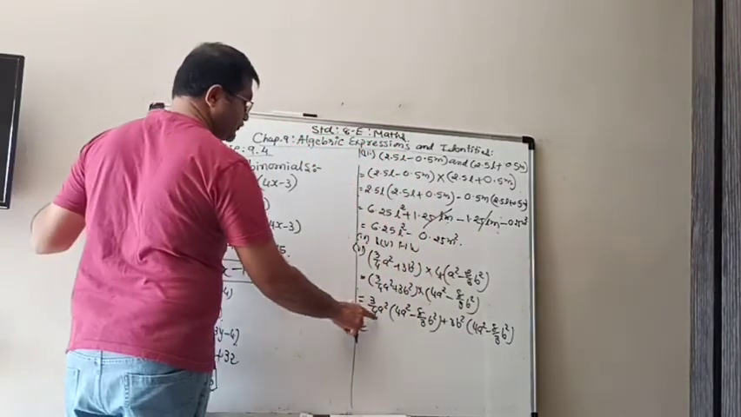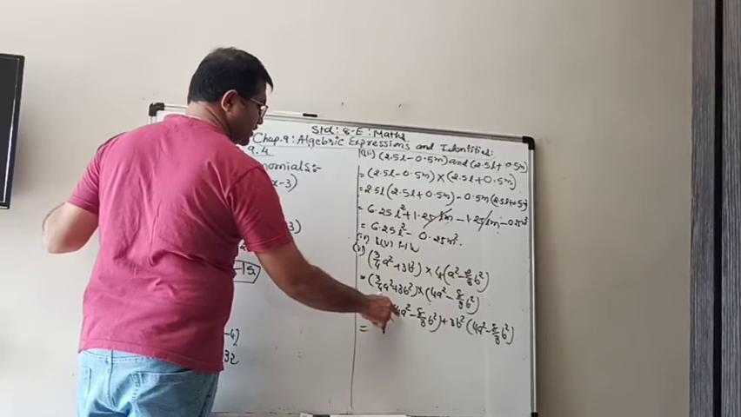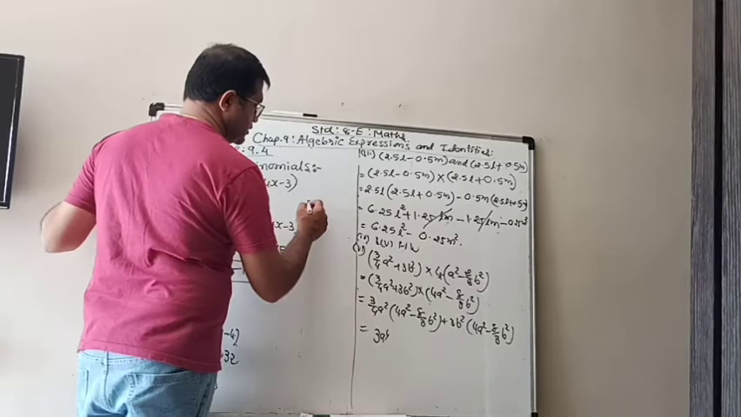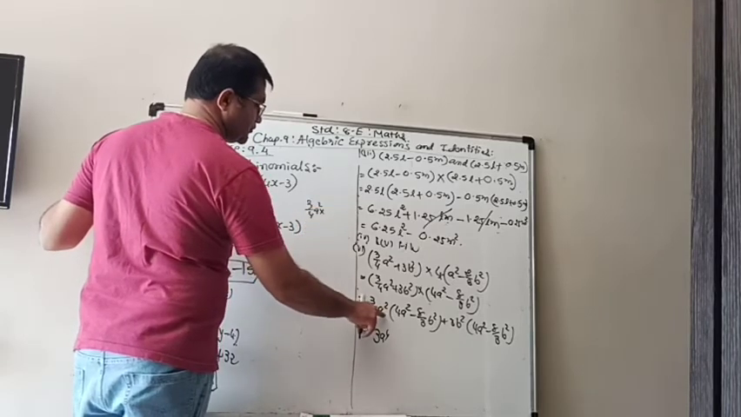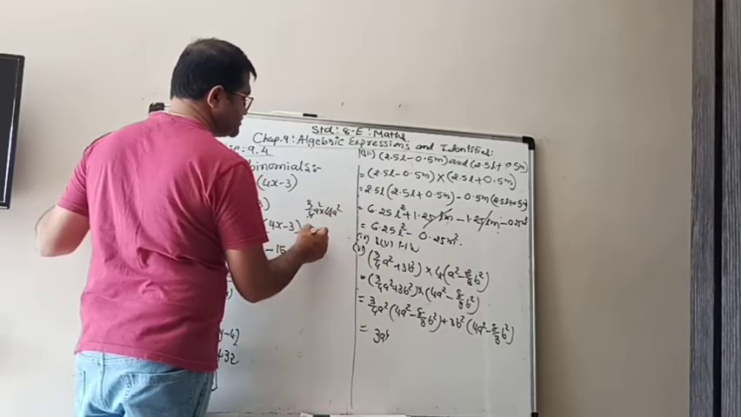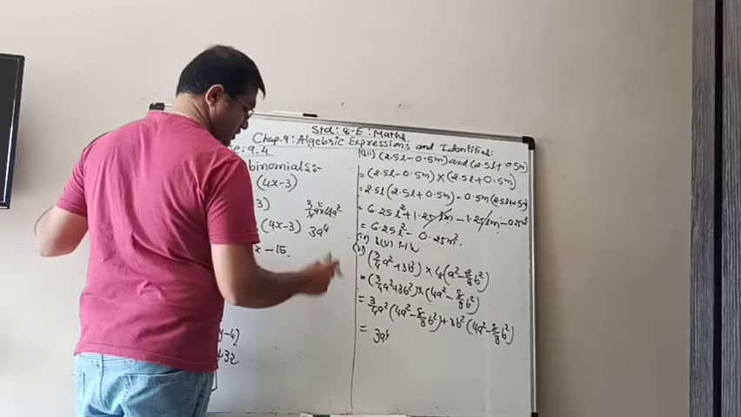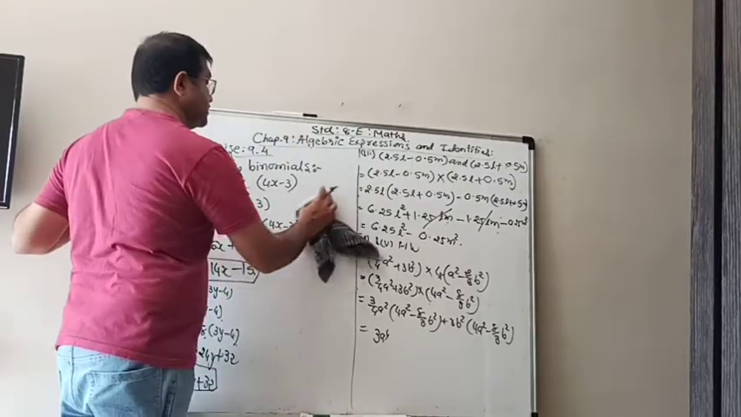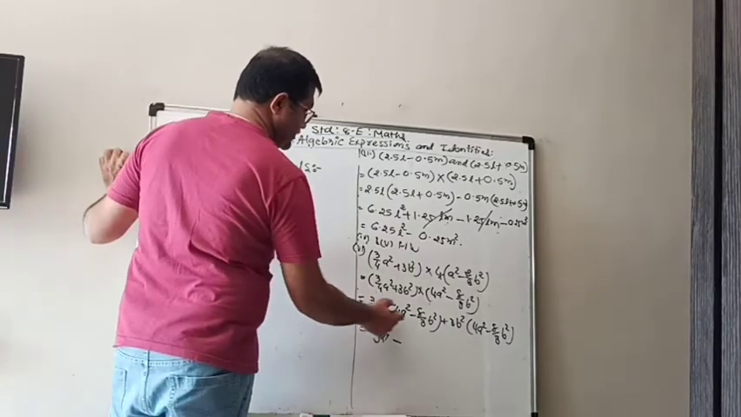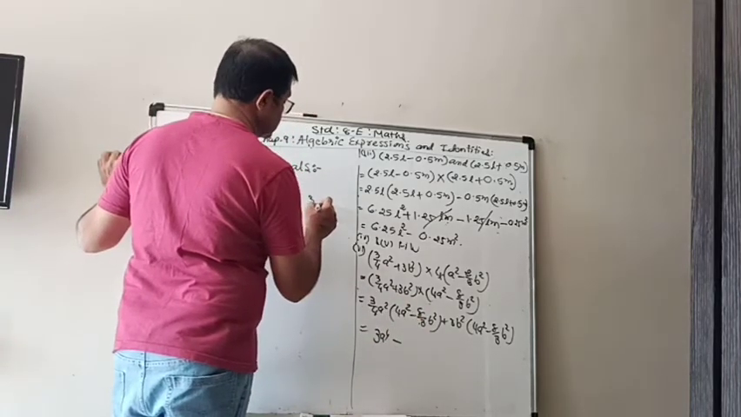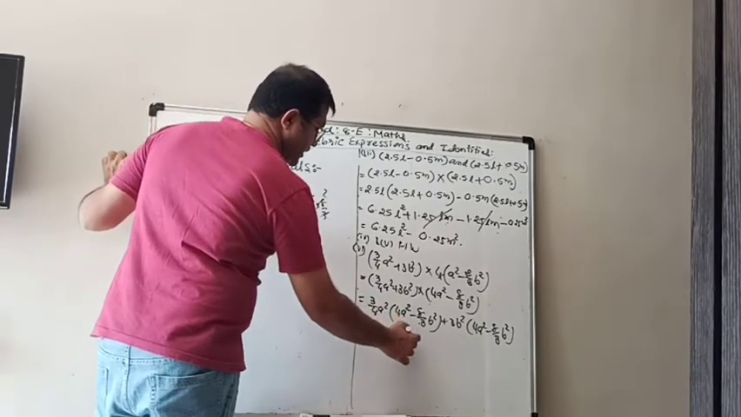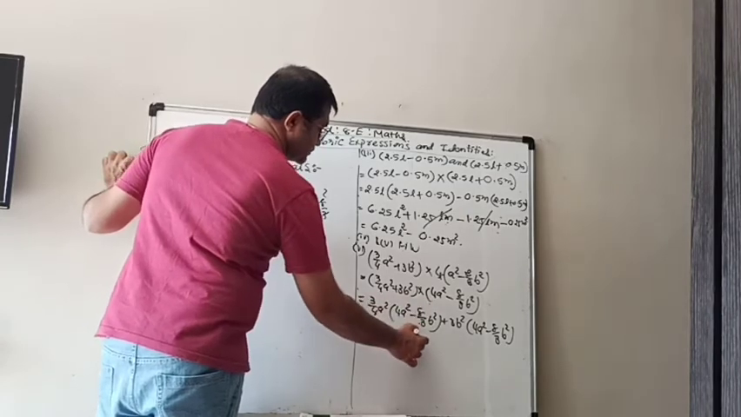Here you can see that in 3 by 4 into 4, the 4s will be cancelled. So 3 a square into a square means 3a raised to 4. Again I am explaining: 3 by 4a square multiplied by 4a square. Here 4 and 4 cancel and a square into a square means a raised to 4. So it is 3a raised to 4 minus 3 by 4 into 8 by 3. You can see 3 cancel, 4 2s are 8, so 2. So minus 2 a square b square.